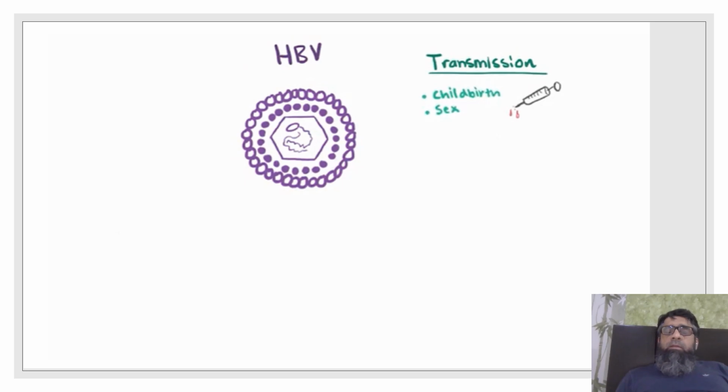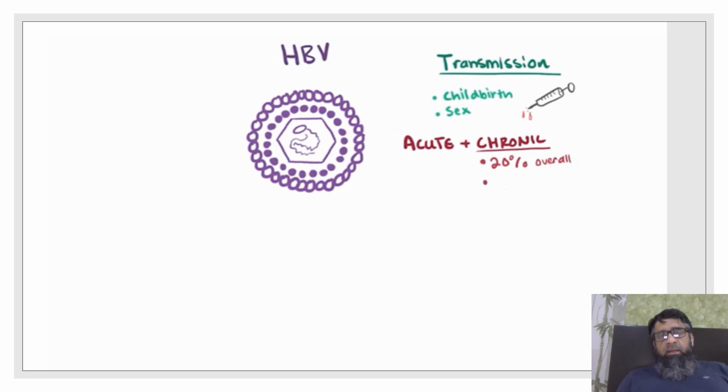Hepatitis B, we think of it as a separate virus and we discuss it separately because it has a long story. Transmission is similar: childbirth, syringes, blood, unprotected sex. It causes acute hepatitis and chronic hepatitis both, and 20% of all go into the chronic phase. This is in contrast to hepatitis C, in which 80% go into the chronic phase.